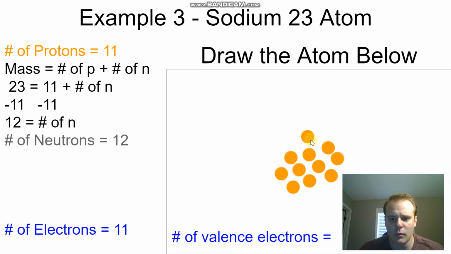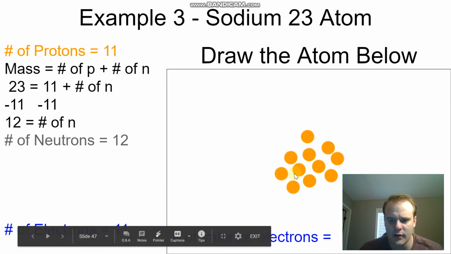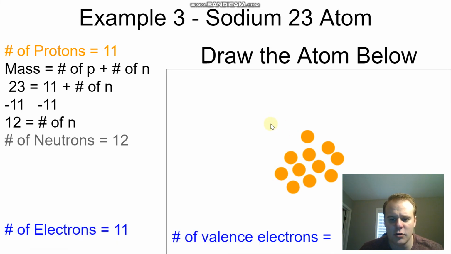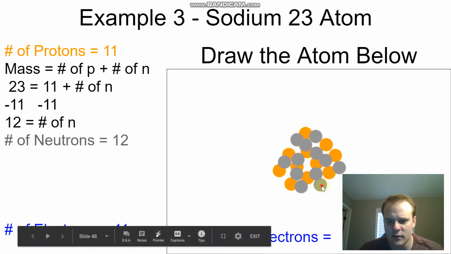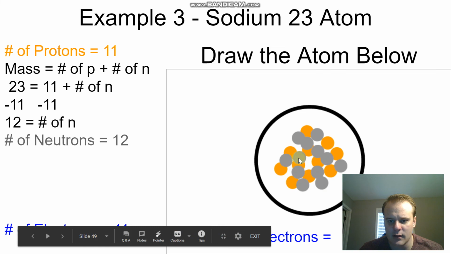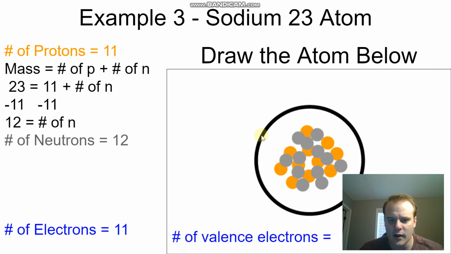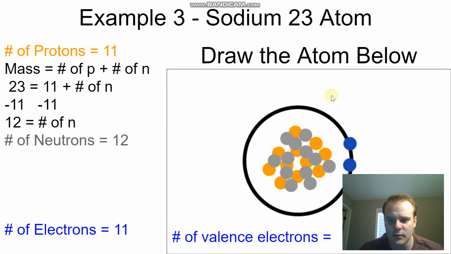Okay, so then when we draw, we're going to draw in our 11 protons. 1, 2, 3, 4, 5, 6, 7, 8, 9, 10, 11. Okay, next we're going to add our neutrons. There should be 12 of them. 1, 2, 3, 4, 5, 6, 7, 8, 9, 10, 11, 12. Then we're going to add our first orbital. Remember, the first orbital can hold 2 electrons. So that's 1, 2.